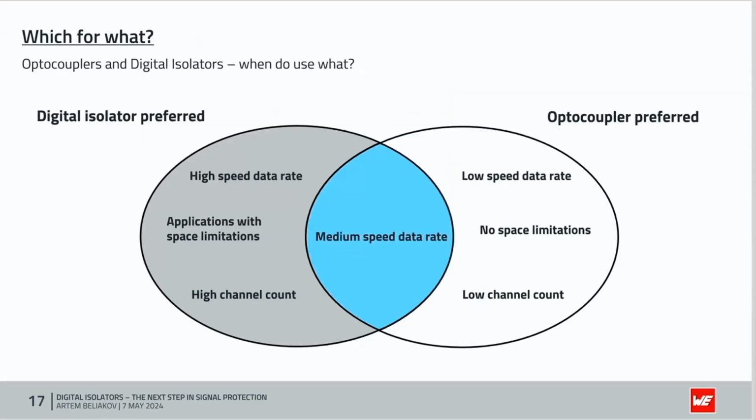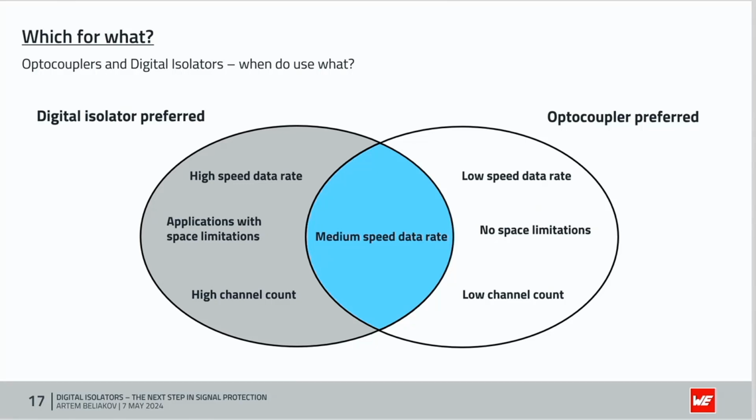Very often we received a question about optocouplers and digital isolators. Where makes sense to use digital isolators and where makes sense to use optocouplers? I hope this slide will clarify this topic for you. Of course, we need to use digital isolators in high-speed data rate application. Second main reason is application with space limitation, as I already said. For example, digital isolators with integrated DC-DC converter will be very useful in applications with space limitation.